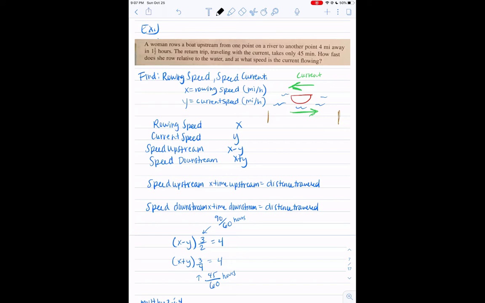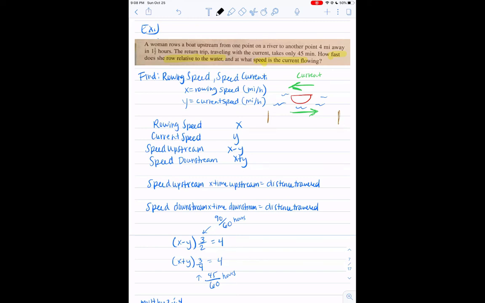So for example, a woman rows a boat upstream from one point on a river to another point 4 miles away in 1.5 hours. The return trip, traveling with the current, takes only 45 minutes. How fast does she row relative to the water, and at what speed is the current flowing? Okay, so we want to find the rowing speed and the current speed. That's here: how fast she rows relative to the water, and the speed of the current.